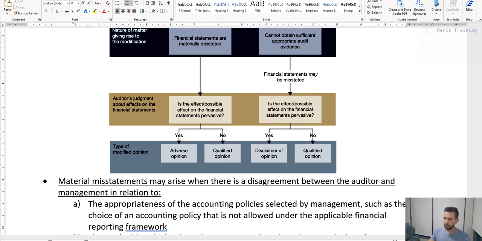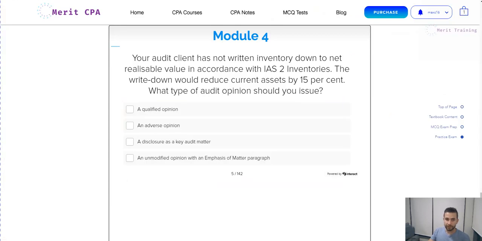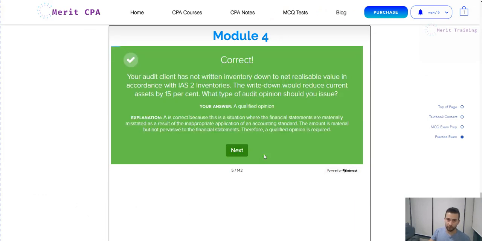because we are after IS2 inventories. Let me restart. The only account that is materially misstated is current assets, right? So if current assets are materially misstated, that means it's not pervasive. It's only in one particular account category. So therefore, we'd go down here and say no, qualified opinion, right? So let's see the different options. What type of audit opinion would you issue? Well, qualified opinion because of the flowchart we just went through. Or if we want to summarize it, it's because A, the financial statements are materially misstated, and B, the misstatement is not pervasive. It's in a particular account, therefore it would be a qualified opinion.